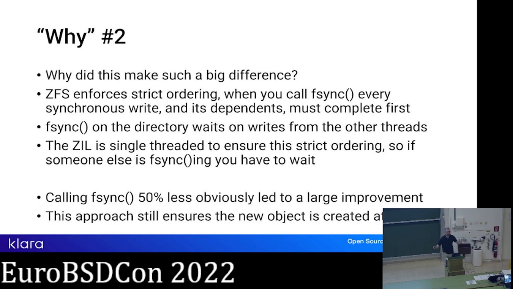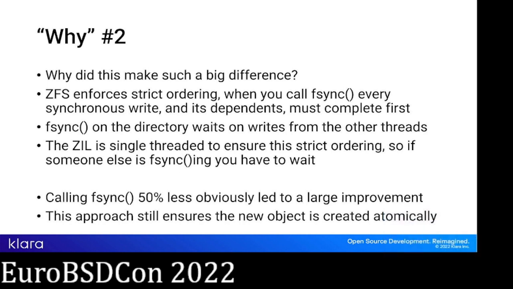And with 77 threads all writing at once, you end up at the back of a very long line. And so syncing out the directory, which you would think, we changed the directory a little bit, we're talking like 100K of data at most, why is it taking so long to fsync? But it's because of the strict ordering.